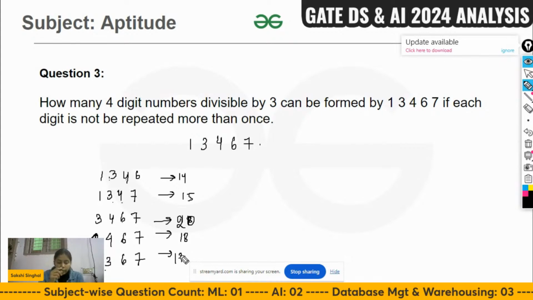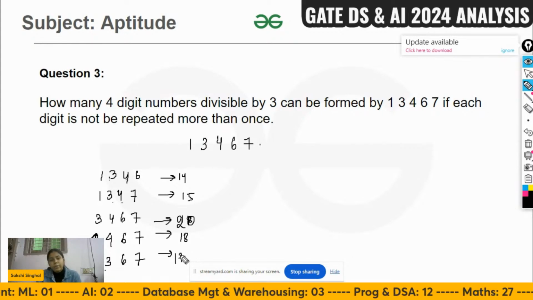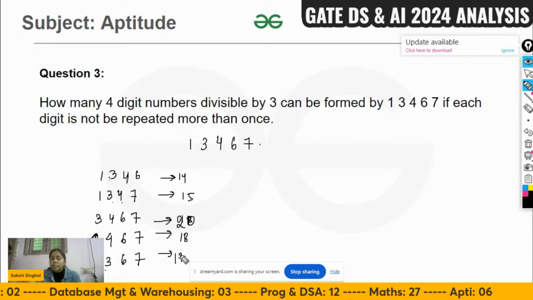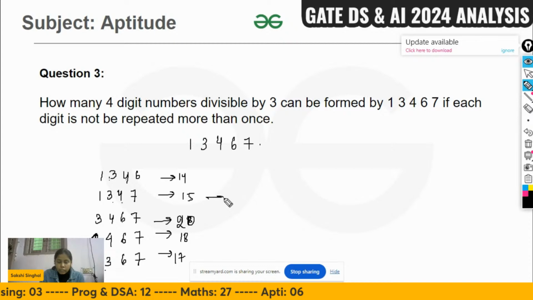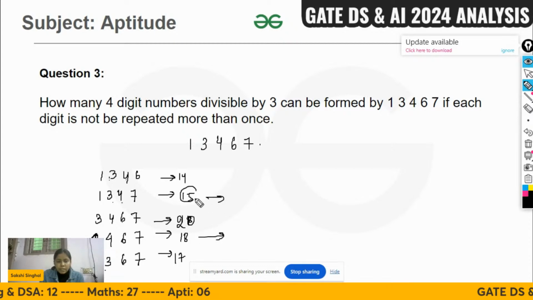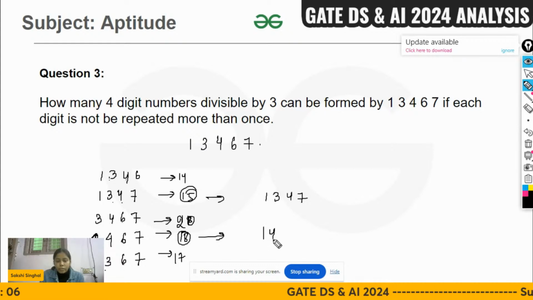So guys, if you remember the property of a number divisible by 3: if the sum of the digits of the number is divisible by 3, then the number is divisible by 3. So in these two cases, the sum is divisible by 3. That means I have the numbers 1, 3, 4, 7 and 1, 4, 6, 7.